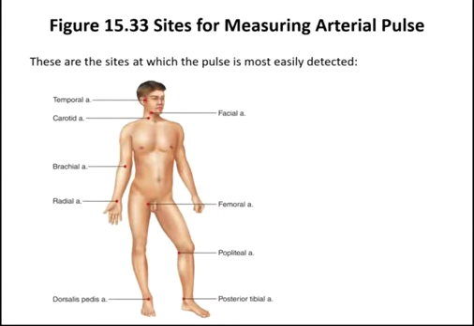So, good sites for measuring arterial pulse. You can use the following places: the temporal artery up here near the ear, the carotid artery in the neck, the facial artery positioned underneath the jaw. You have the brachial artery in the elbow and the radial artery in the wrist. You have the femoral artery on the inside of the thigh, and the popliteal artery on the back of the knee, the dorsalis pedis artery on the front of the ankle, and the posterior tibial artery at the back near the Achilles tendon.